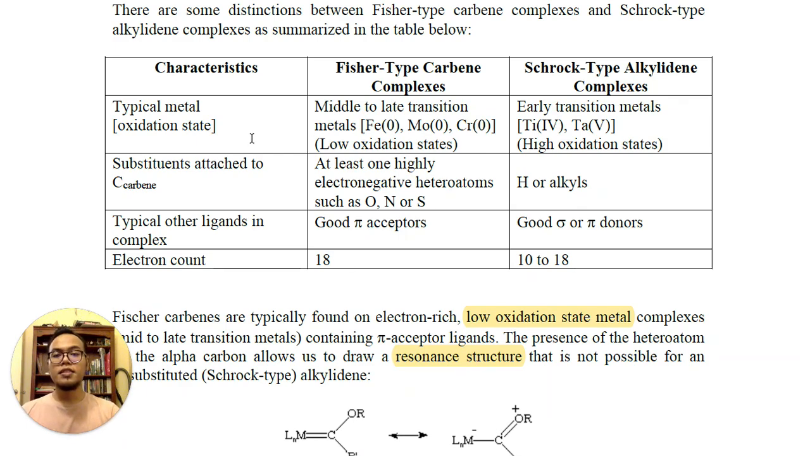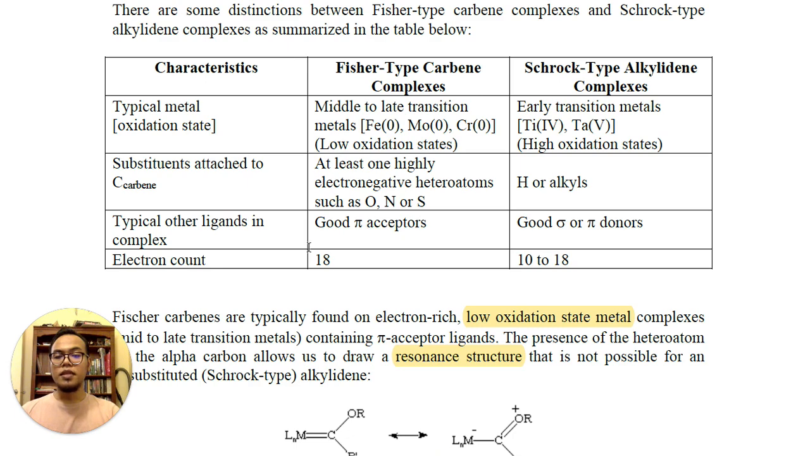So for oxidation state, for Fischer it involves low oxidation state. For Schrock, it involves high oxidation state like titanium and tantalum. Yeah? We have 4 and 5 here. This one 0, 0, and 0. Substituents attached, as I said earlier, for Fischer, heteroatoms, very electronegative atoms, oxygen, nitrogen, and sulfur. And for Schrock type, it's normally attached by hydrogens or alkyls.